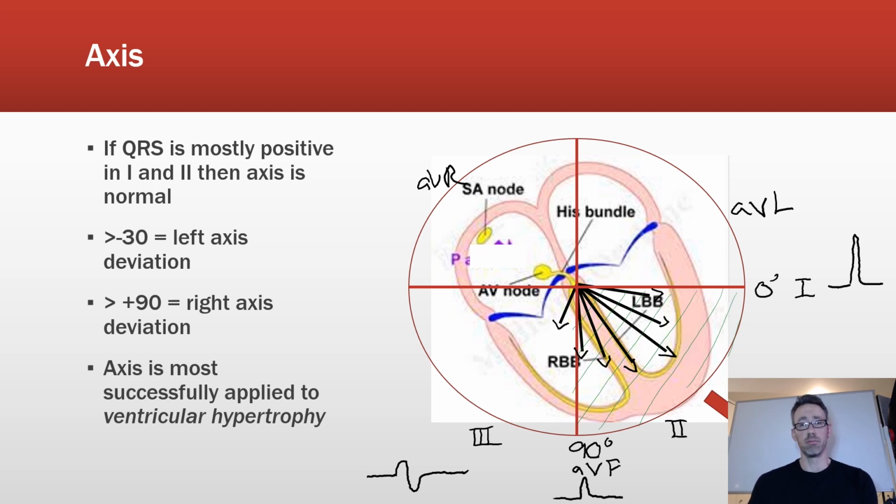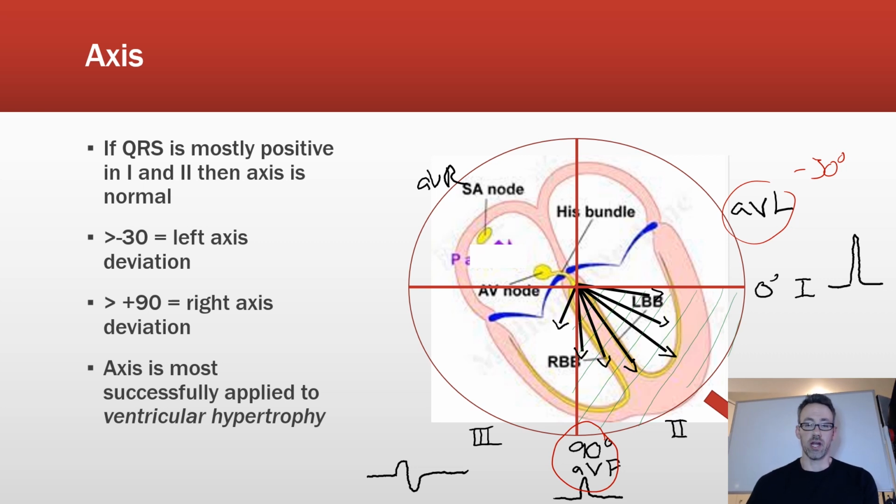So the question is, though, what's the range of the axis? And there's actually quite a big range. Okay, so I told you it's normally between 1 and 2, which is 0 to 60, but the normal range is actually from 90 degrees, which is all the way down by AVF over there, to negative 30, which is AVL. So let me just point that out over here. So from 90, so that's AVF, to AVL, which is negative 30 degrees.